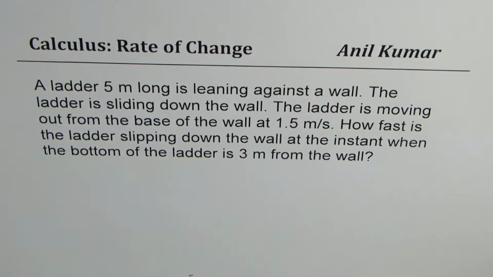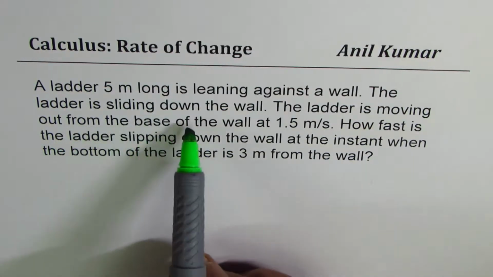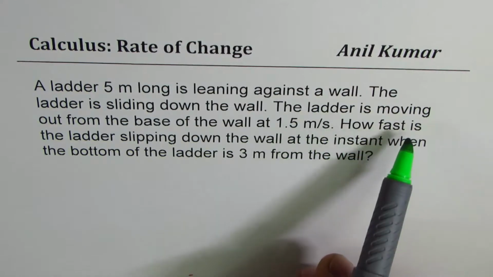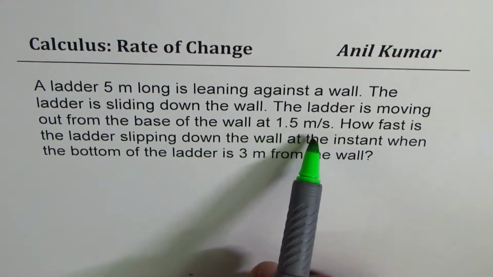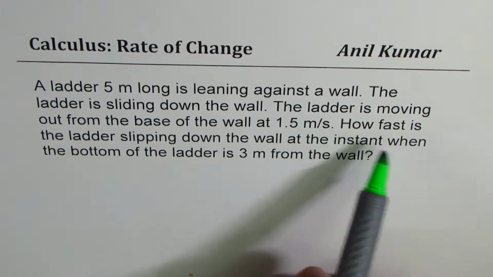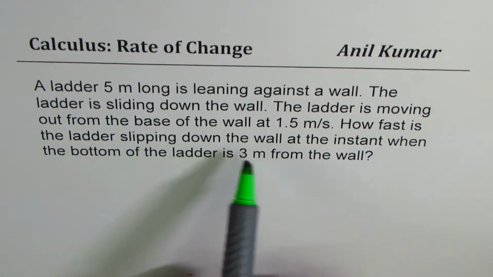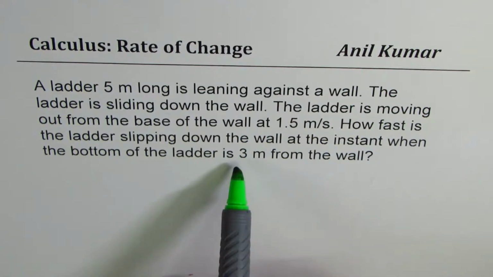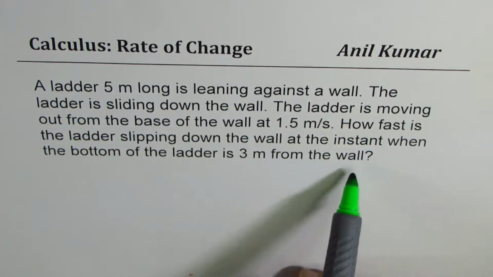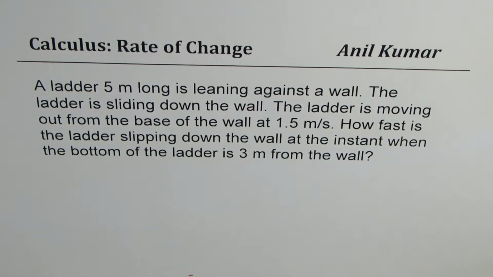The question here is, a ladder 5 meters long is leaning against a wall. The ladder is sliding down the wall. The ladder is moving out from the base of the wall at 1.5 meters per second. How fast is the ladder slipping down the wall at the instant when the bottom of the ladder is 3 meters from the wall? You can anytime pause the video, solve the question, and then look into my suggestions.